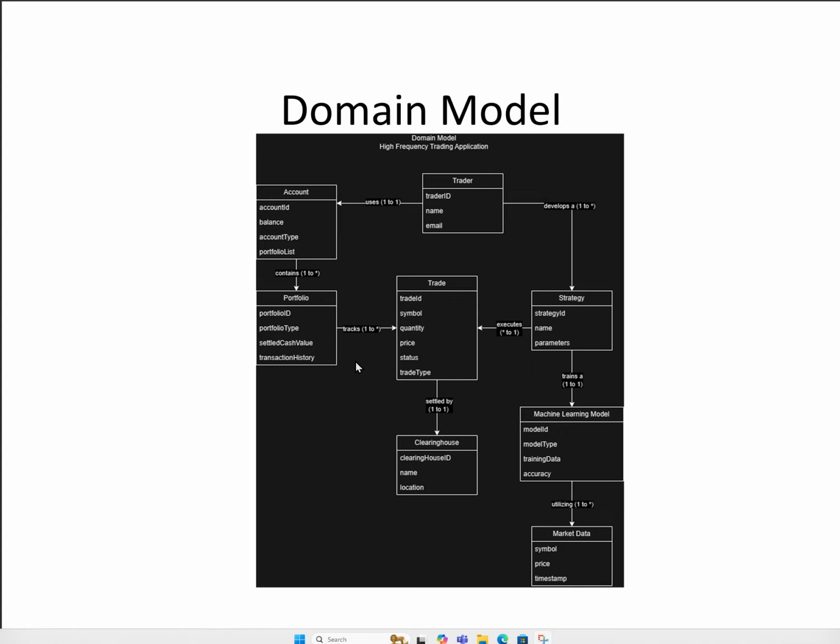Traders manage accounts and portfolios, develop strategies, and execute trades, which are settled by the clearinghouses. Strategies may be enhanced by machine learning models trained on market data to optimize trading decisions. This model emphasizes structured interactions and dependencies essential for efficient high-frequency trading operations.